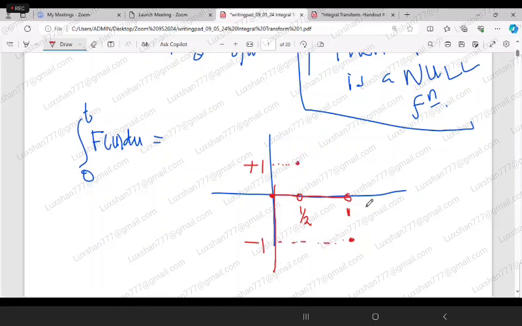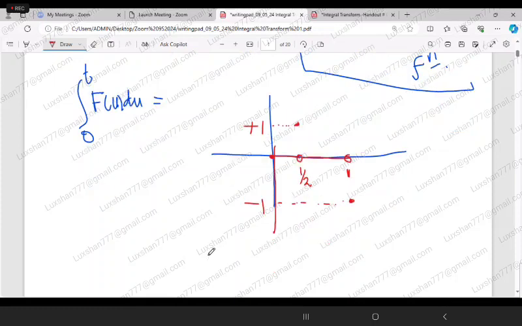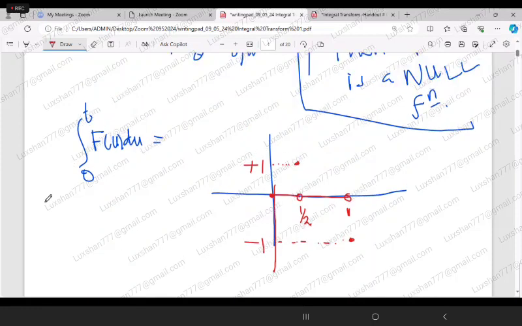Actually, the function is just at a point. So if you calculate the area of this one, what is the area? All the areas are 0. That's because we have just 2 points. So this is called a null function. Okay. If you have points, then if you calculate this one, this is equal to what?